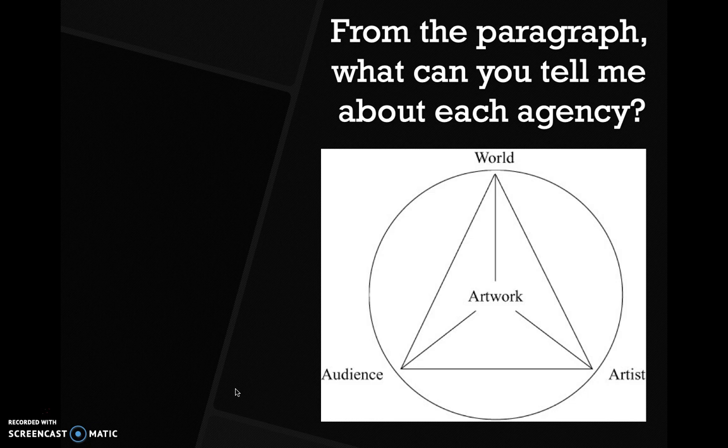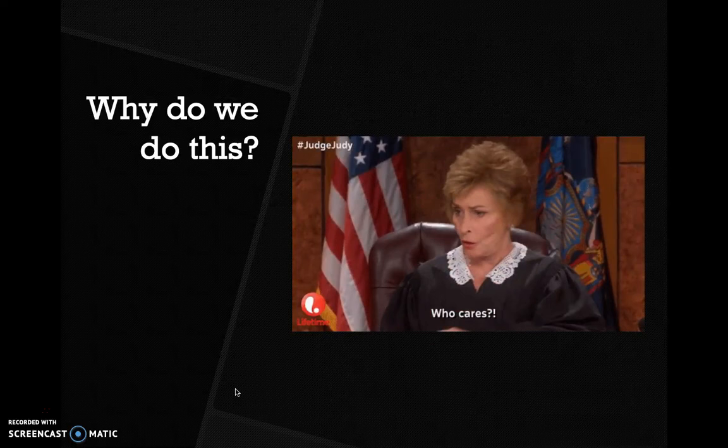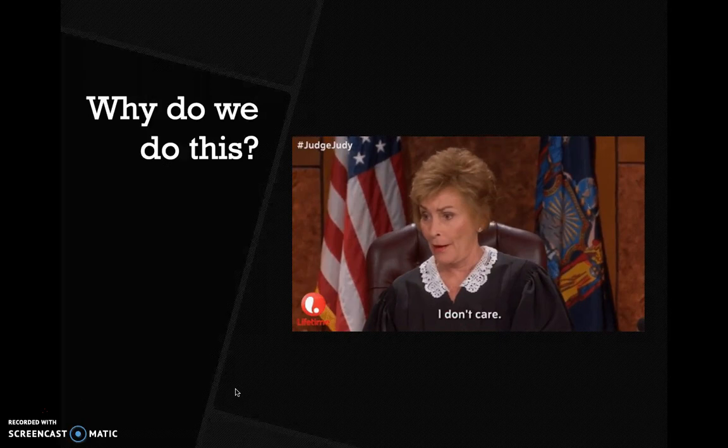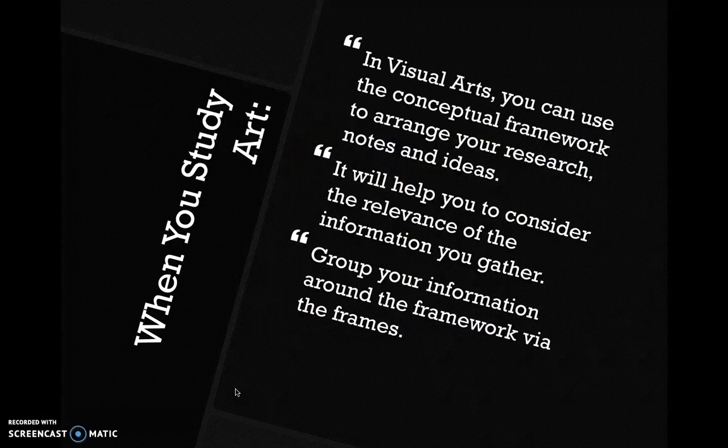So you can see that if you're looking at that, you would talk about the audience, the artwork, and the artist, how they connect, that interconnection. Everything is connected. So why do we do this? A lot of you are probably like, who cares? But it is important. When you study art, as students, you can use the conceptual framework to arrange your ideas. It'll help you consider the relevance of the information you gather. So you can categorize the information into those 4 agencies, so you don't have things flying around. They are all structured.